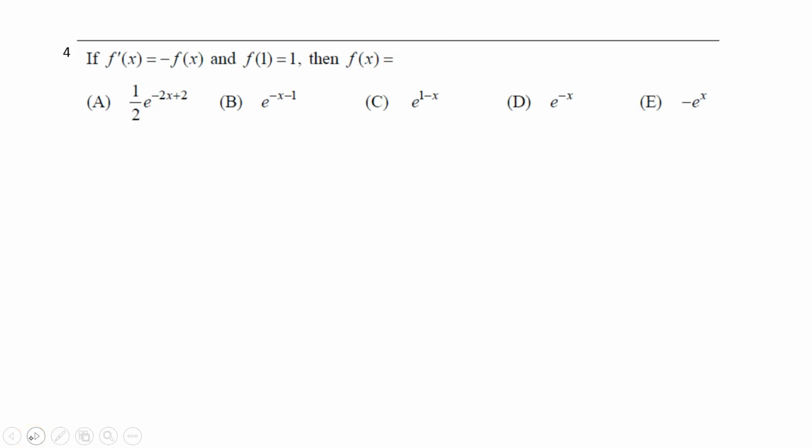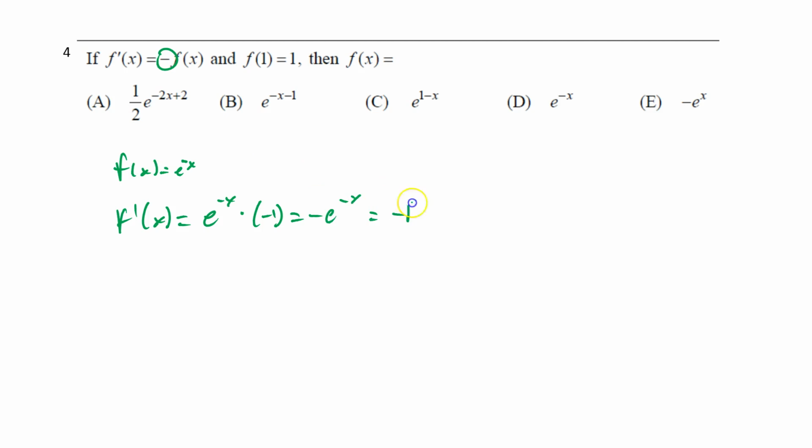F prime of x is negative f of x, and f of 1 equals 1. Notice we have e's in all of these, because we know that if f of x is equal to e to the x, then f prime of x is equal to e to the x, which is the function itself. It's close, but we need a negative in the front. So if f of x is e to the negative x, then f prime of x would be e to the negative x times the derivative of the baby function, which is negative 1, which is negative e to the negative x. That is indeed the opposite of f of x.